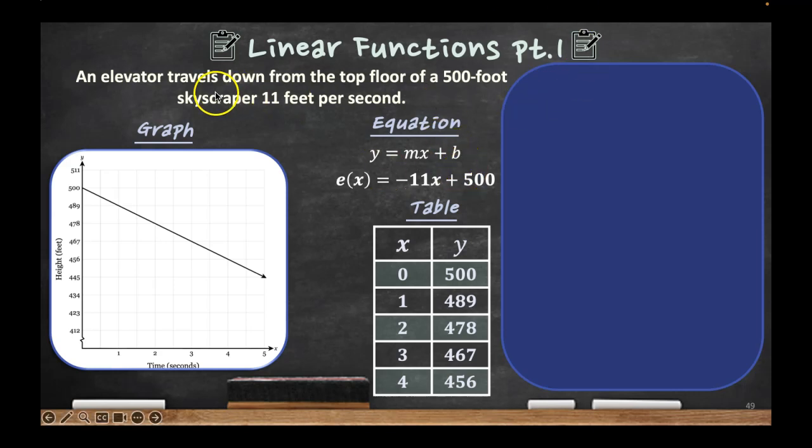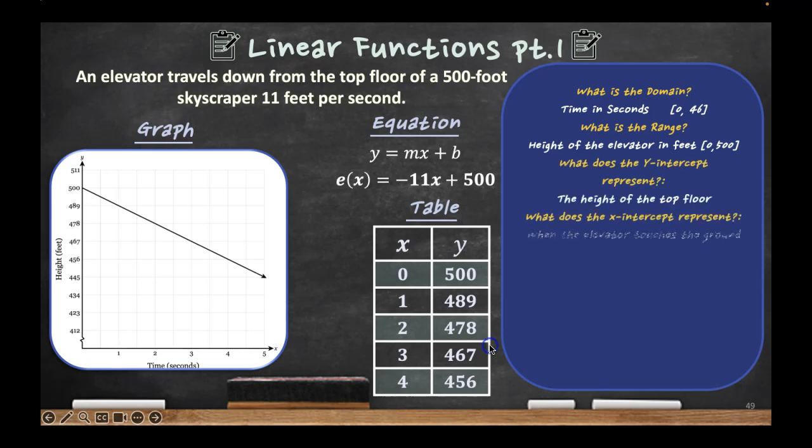you're starting off with 500 because the elevator travels down from the top floor from 500 feet and it's decreasing 11 feet per second. So notice that we have a negative 11 as our slope because it's changing by decreasing by 11. And the starting rate, which is your y-intercept, is 500, as you can see in the graph over here. If you look at a table, this is what your table looks like.